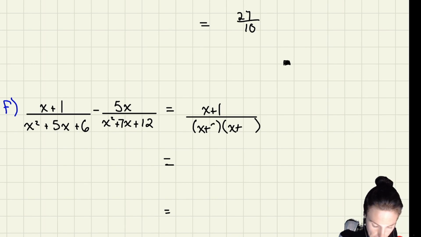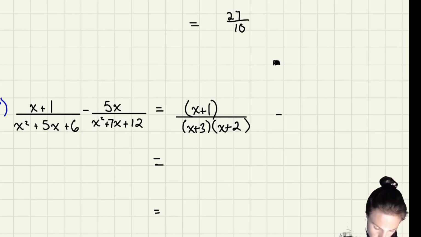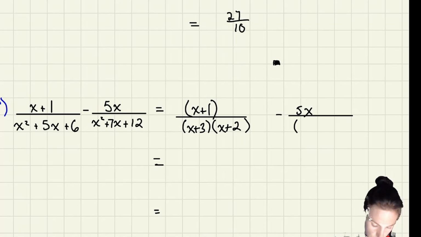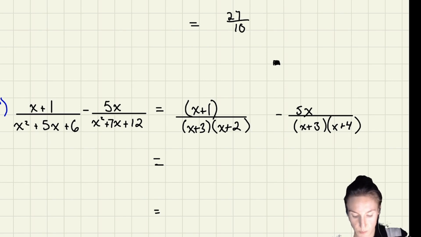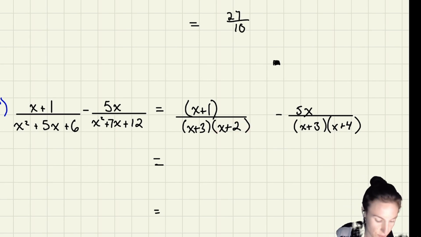Okay, so 3 times 2 will give us 6, and added will give us 5. And then we have 5x divided by 4 times 3 will give us 12, and when added it gives us 7. So we can factor this out as x plus 3 and x plus 4. And now notice on the denominator for both the terms, we have an x plus 3, x plus 2, and then x plus 4. So if I multiply this whole thing by x plus 4 and this whole thing by x plus 2, then the bottom terms will each have x plus 3, x plus 2, and x plus 4.